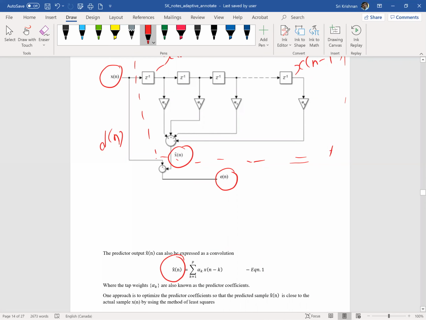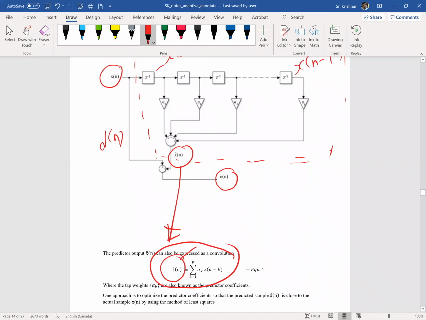On the other hand, if you used k equal to 0 to p minus 1 rather than 1 to p, then this would be nothing but xn plus 1. And as I said, we try to avoid xn plus 1. That's why we are going from k equal to 1 to p rather than 0 to p minus 1 in this convolution expression. So this is simple convolution, which is the output of this filter.